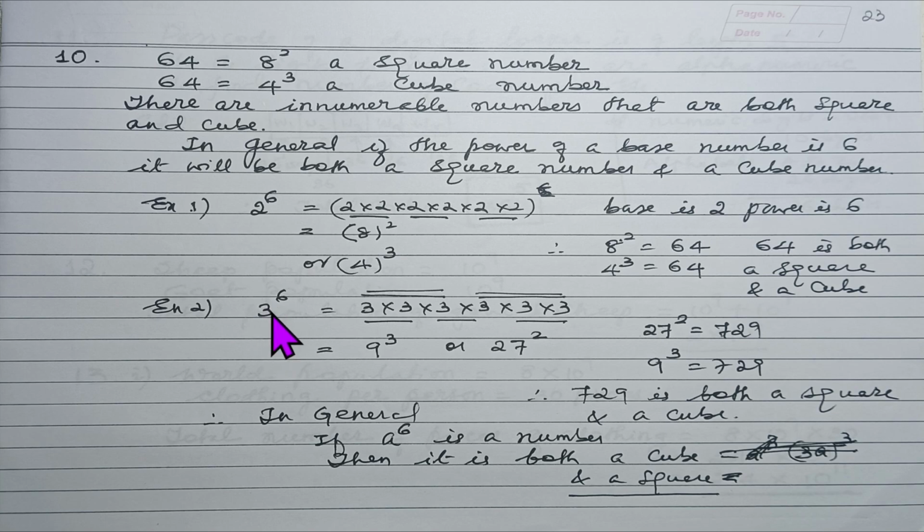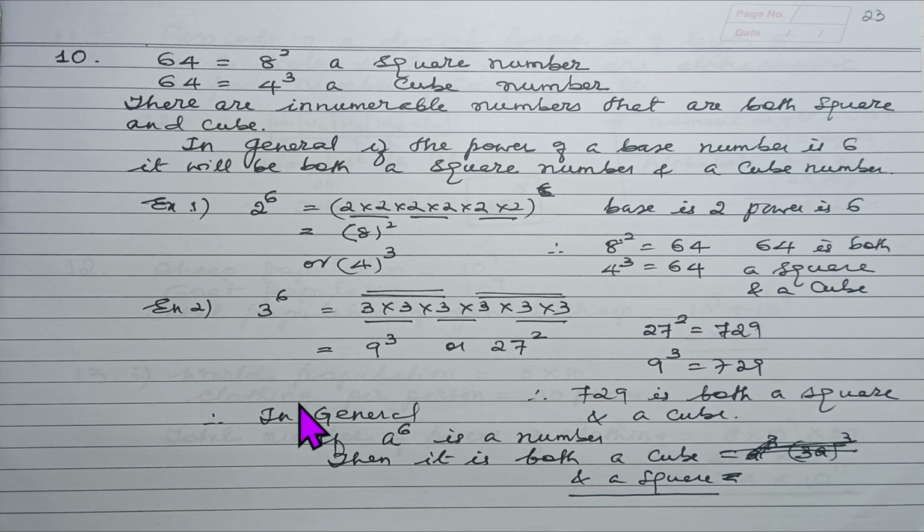If I have a base as 3 and the power as 6, 3 is multiplied 6 times here. Now if I take pairs here, 3 into 3, 3 into 3, 3 into 3, I will get 9 cubed, but if I take triples there, I will get 27 squared. That means 27 squared is 729, 9 cubed is also 729, and therefore 3 raised to 6 is 729, which can be expressed as a cube of 9 as well as a square of 27.